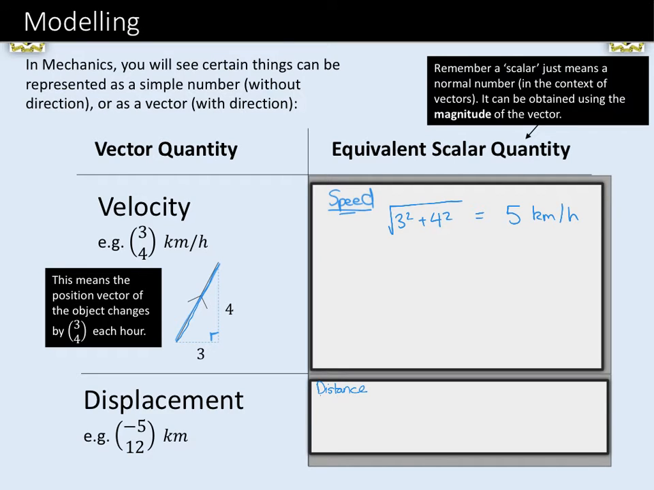So distance is like speed. It's not going to be positive or negative. It's just going to be how far away something is. Whereas displacement could be negative because you're moving from a fixed point. And this is going to be similar.